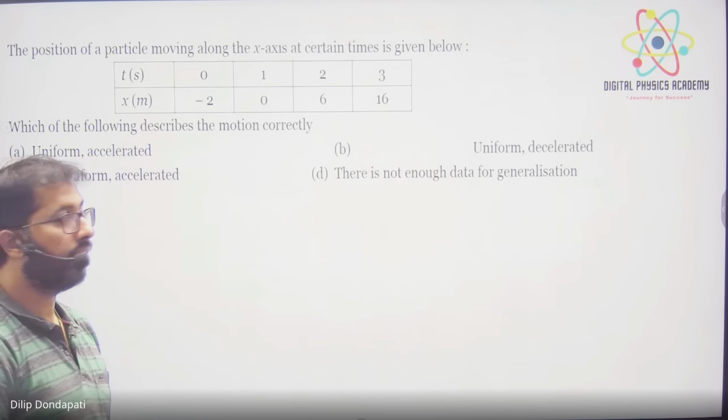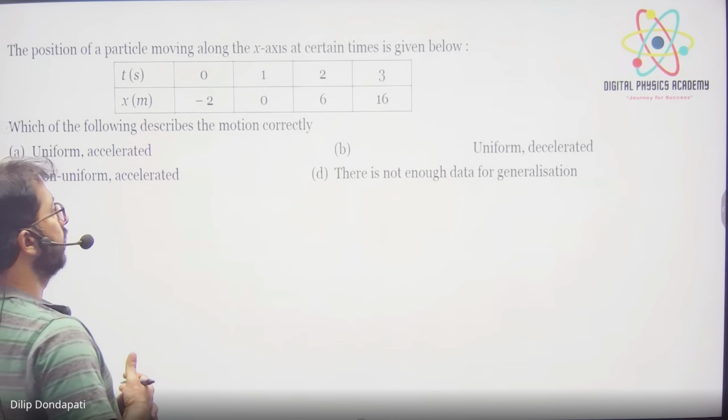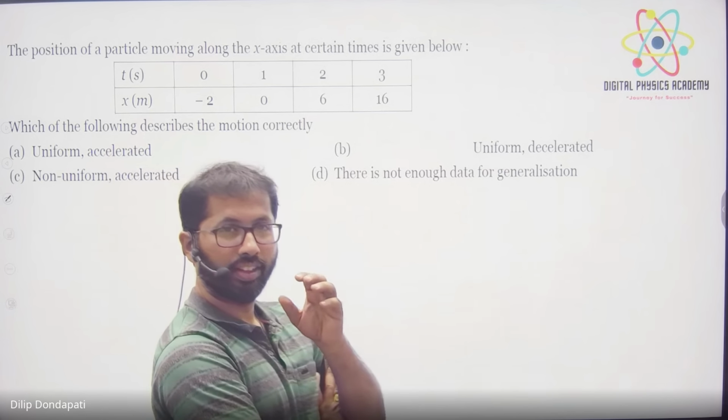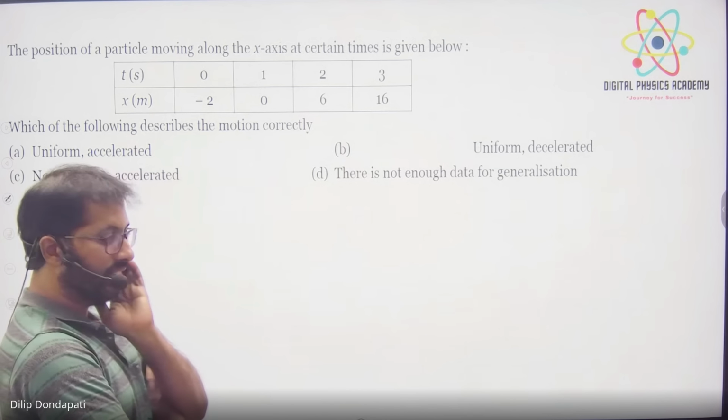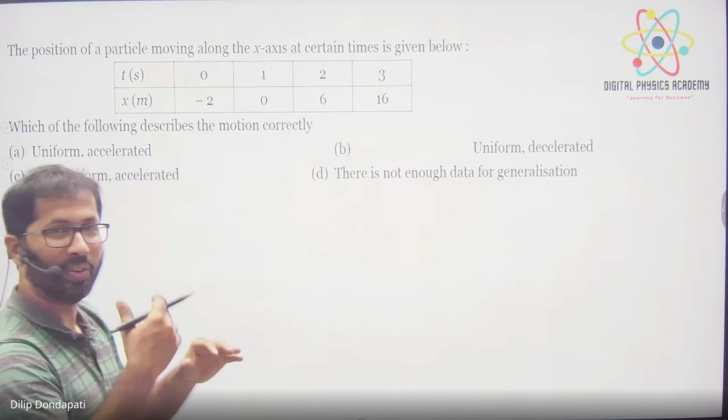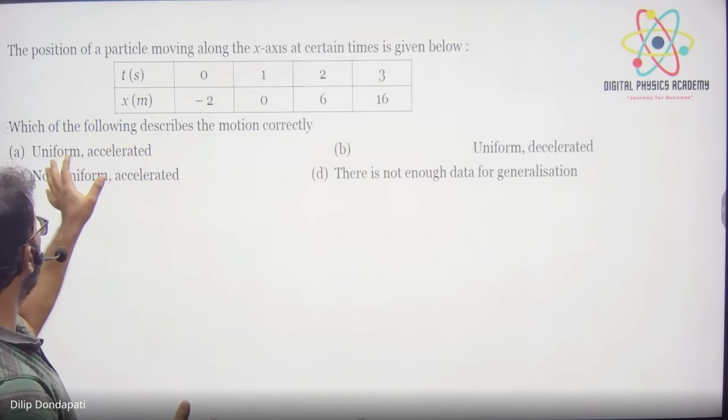Did you understand the method, Ananya? What to do? Okay, fine. Is it non-uniform accelerated? That looks better. No, because it's not uniform. The numbers don't match up. You want fancy numbers, huh?